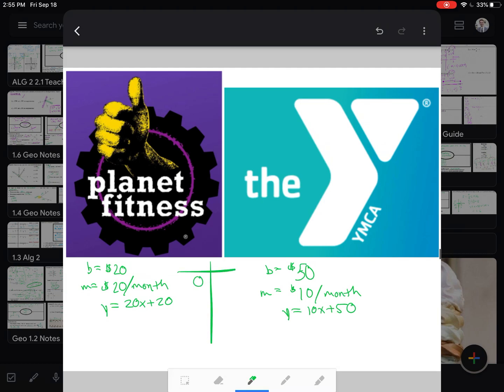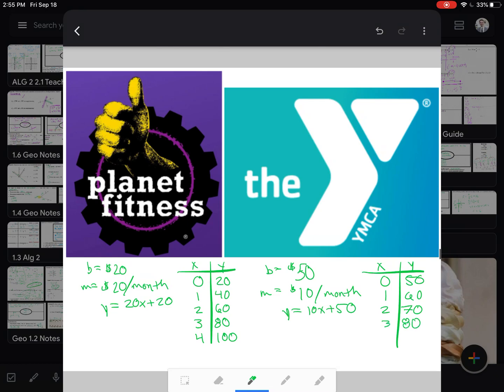So at month 0, if you don't work out and you just pay the starting fee, that's Planet Fitness. At month 1, it's 40. At month 2, it goes up by 20. So every single time we're paying an extra monthly fee. At the Y, however, in our XY table, we start off and pay that fee of 50, but it's a little bit cheaper every month. We only go up by $10 per month in our total cost.